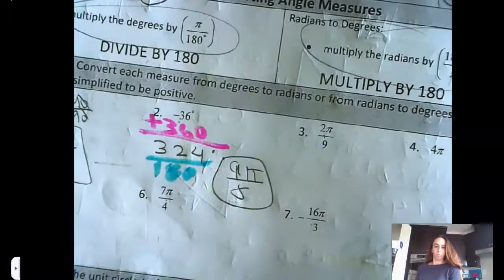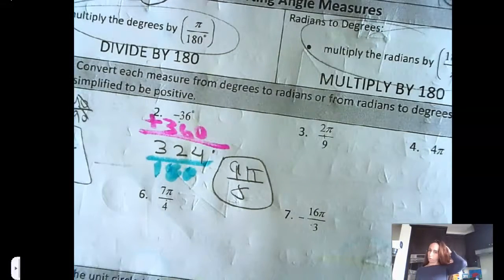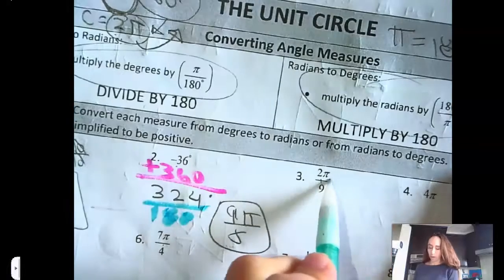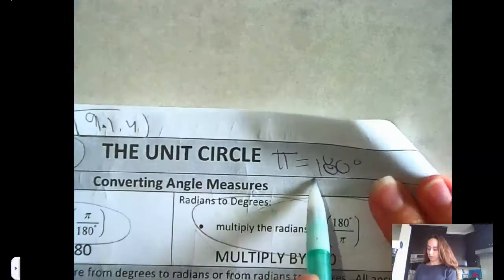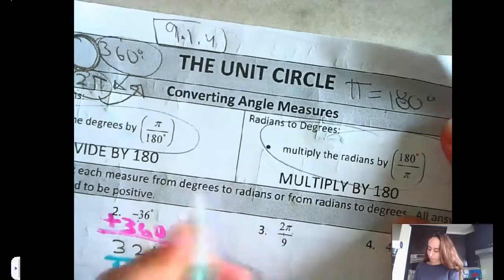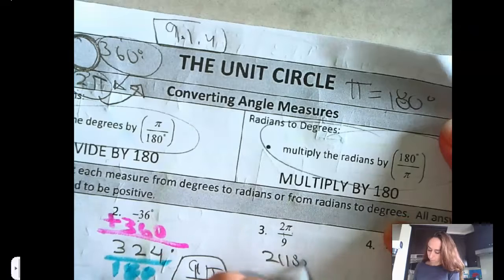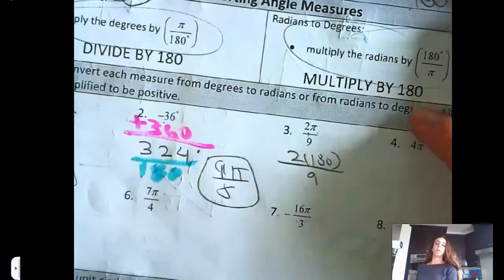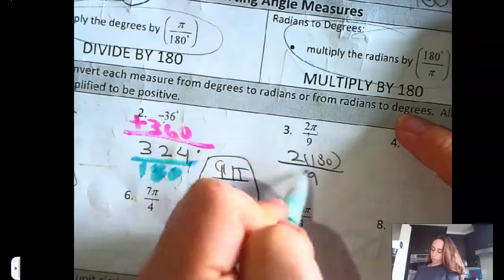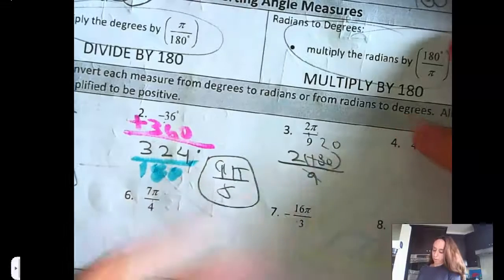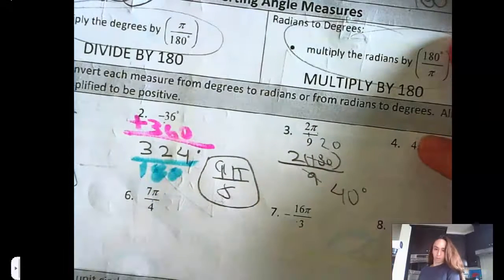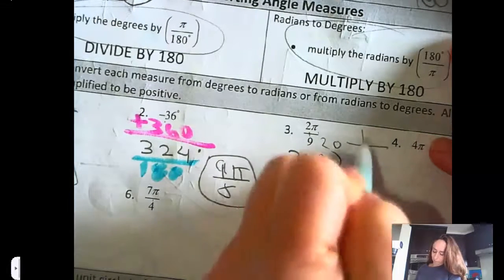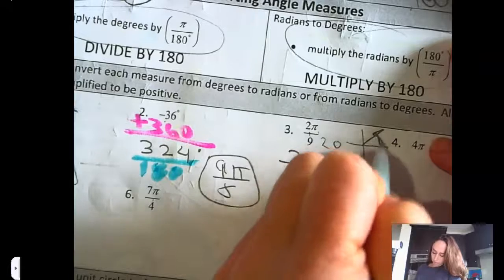All right. Now, this time it's in radian mode. Well, if it's in radian mode, I need to change it to degree mode. What did I say pi was? Pi represents 180 degrees. So now, instead of writing pi, I'm going to write 180. I'm too lazy to use a calculator, so 9 goes into that 20 times, and 2 times 20 is 40 degrees. If I was to graph this, 40 degrees is this much of the circle.